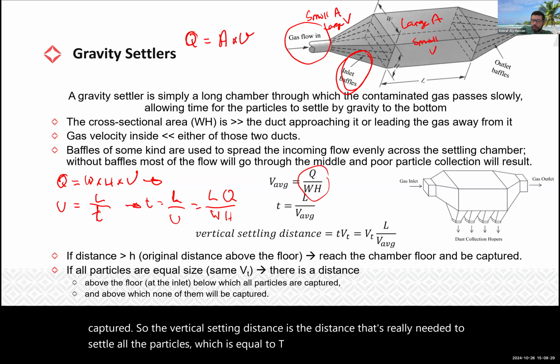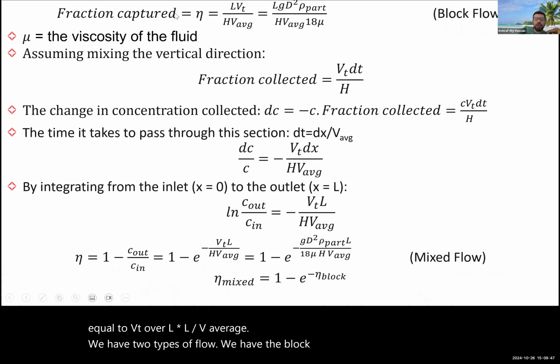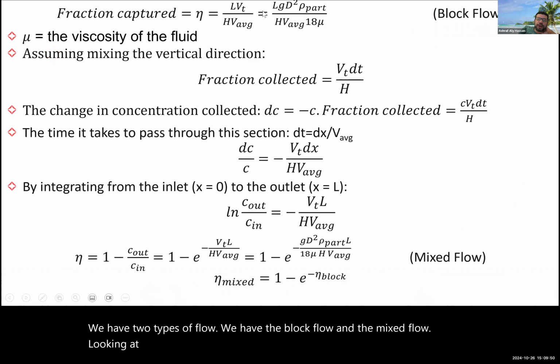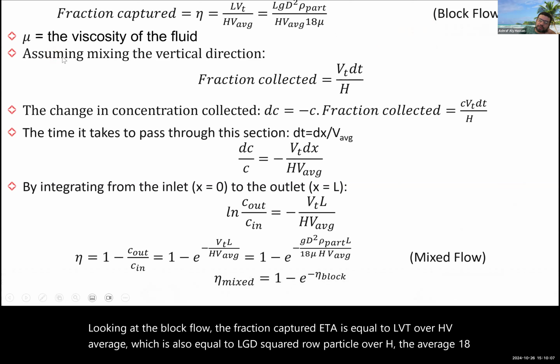We have two types of flow: the block flow and the mixed flow. Looking at the block flow, the fraction captured, eta, is equal to L Vt over H V average, which is also equal to L g d squared rho particle over H V average 18 mu, where mu is the viscosity of the fluid.